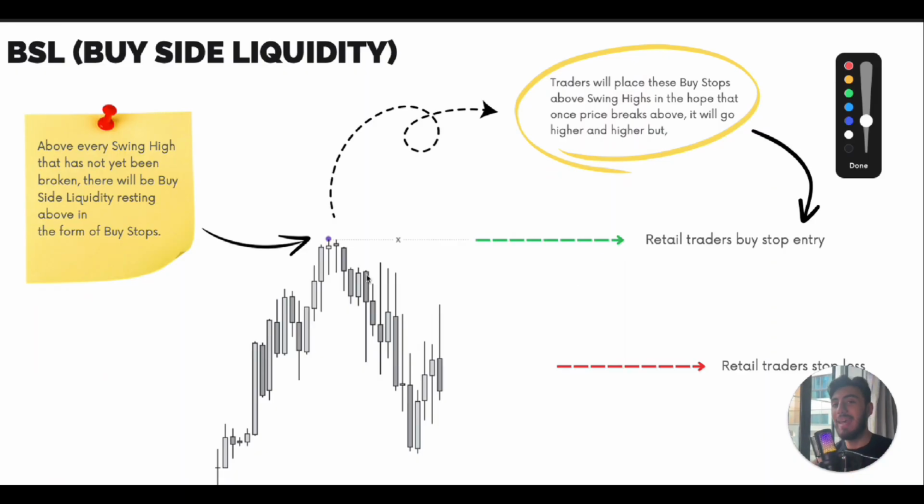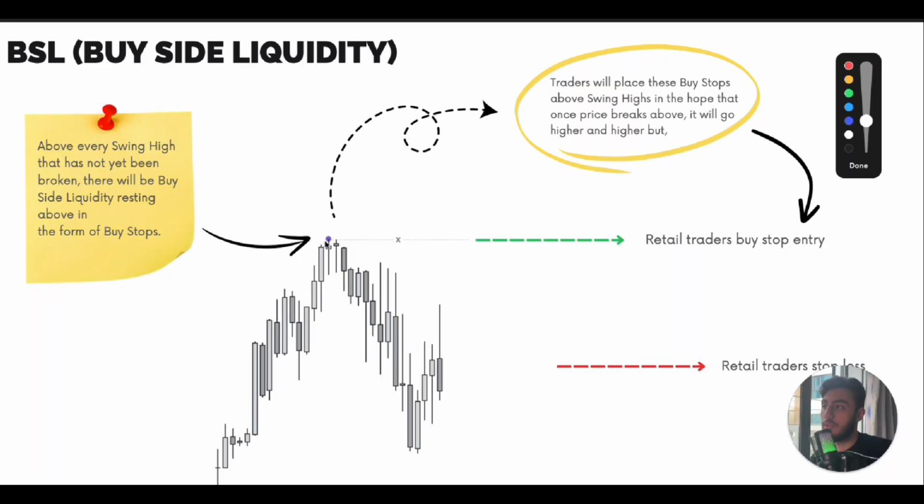So above every swing high which has not yet been broken, there will be a buy stop order. Just take a look here. This is a swing high that price hasn't broken yet. So traders will place these buy stops above swing highs in the hope that once price breaks above it, it will go higher and higher and higher.